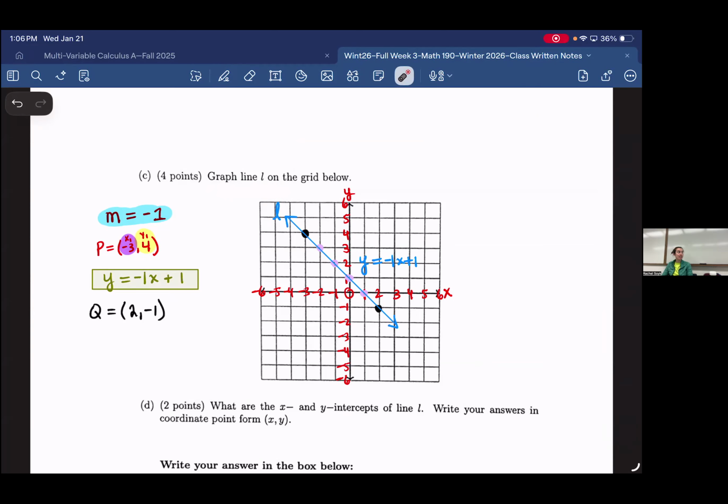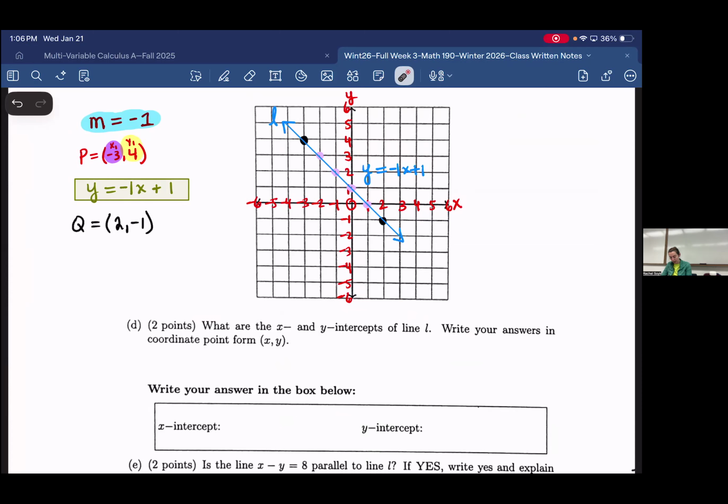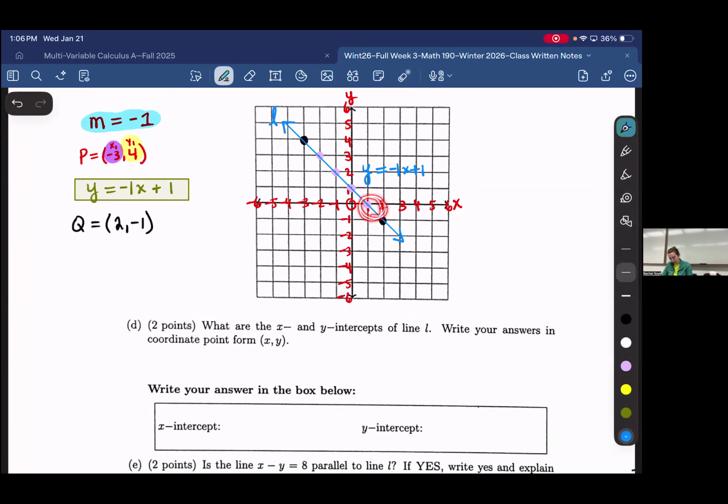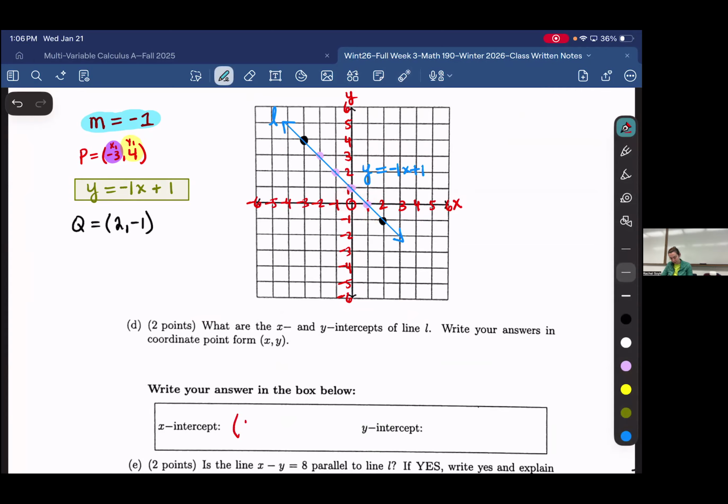Part D is asking what are the x and y intercepts, but lucky for us, we already graphed our y-intercept and our x-intercept, so we just have to look at our graph and write our points. Our x-intercept is at 1, 0, and our y-intercept is at 0, 1. So we don't have to do any math here, we just have to look.